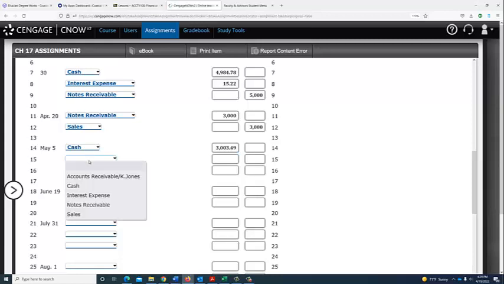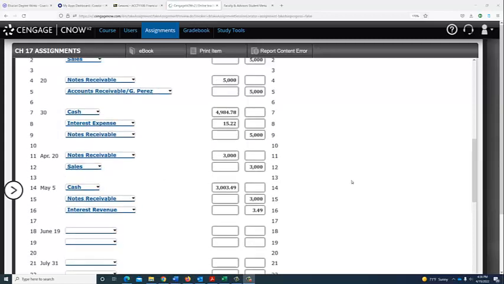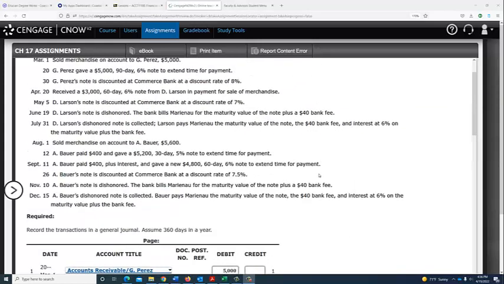So cash is $3,003.49. We're going to take off our note because it has been negotiated. And then the difference between these two figures is the interest revenue. So we did get a little bit more than our principal amount, so we will have interest revenue on this transaction.